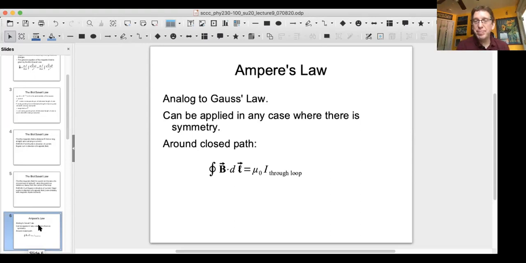But Ampere's law can be applied in any place where there is symmetry to make a complicated integral equation a simple algebra equation. So around any closed path, again, the shape and the size of the path don't matter. But if you were to take the dot product of the magnetic field vector and the line element in question and integrate over that fully closed path, the result would be mu naught multiplied by the current that crosses through that loop. So it crosses through that closed path.